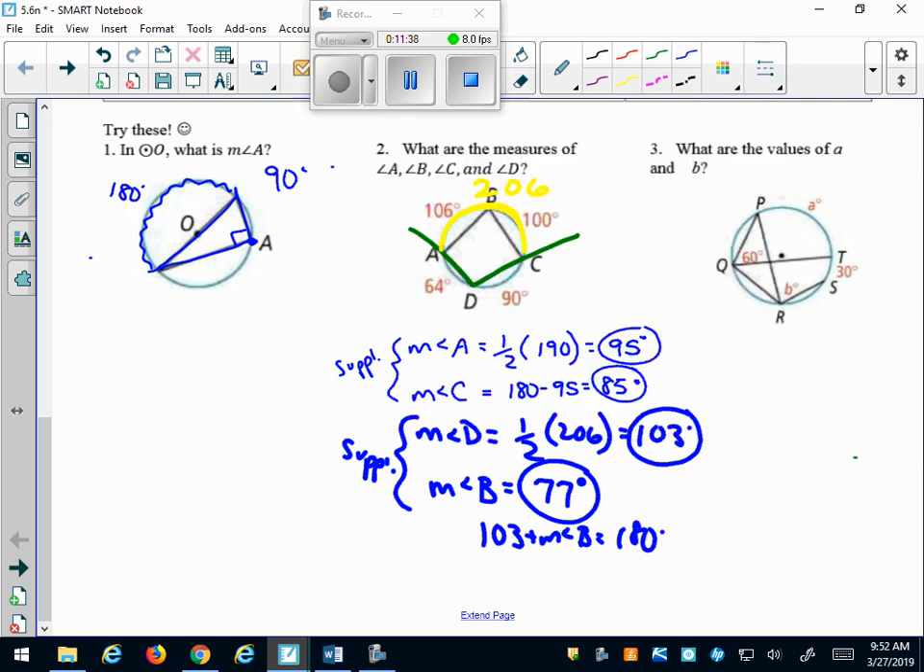Well, actually, we have a little bit more to do on the back here. What are the values of A and B? Well, there's a lot of deductive reasoning here. It's kind of hard to see what 60 degrees is going for, but I believe that's this angle right here. Angle PQT is 60 degrees. So how many degrees is A? This arc.